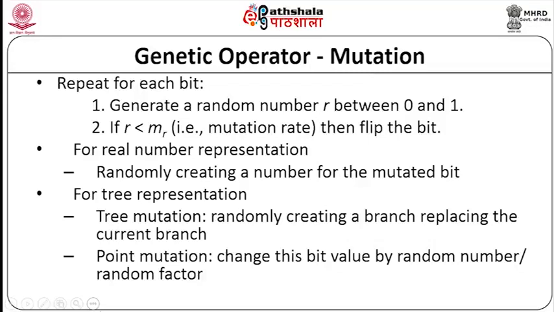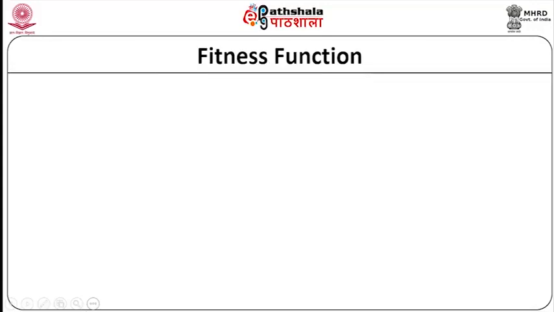Point mutation: change the bit value by a random number or random factor. Basically, already there will be a bit there from the parent, instead of taking that as it is, you just change it, mutate it. That is, you are introducing an error purposely. In binary, 0 becomes 1 or 1 becomes 0, for real numbers randomly generate, for tree again randomly generate.